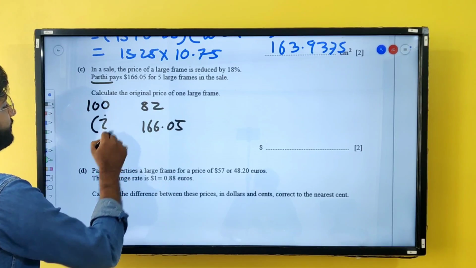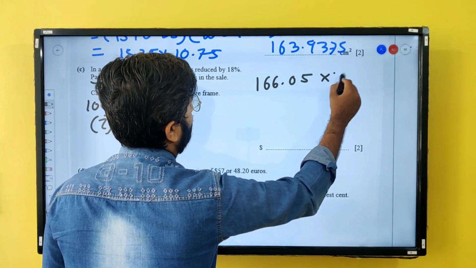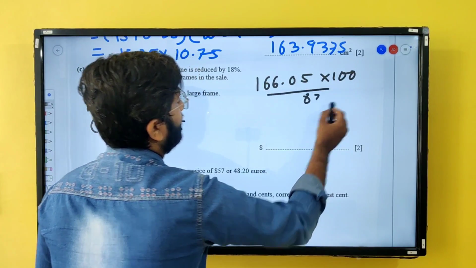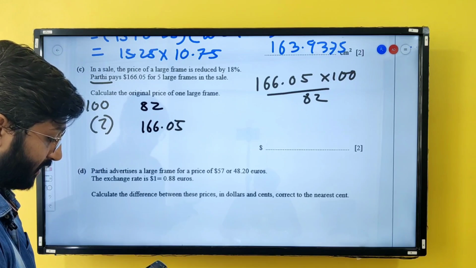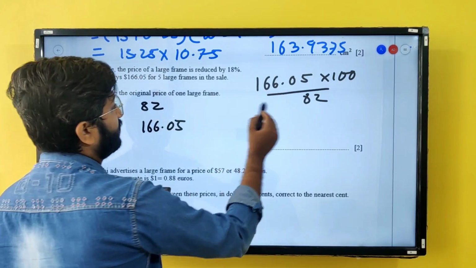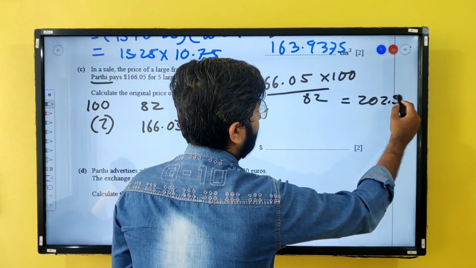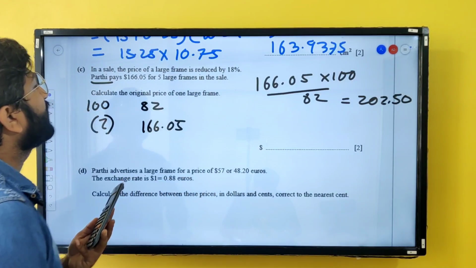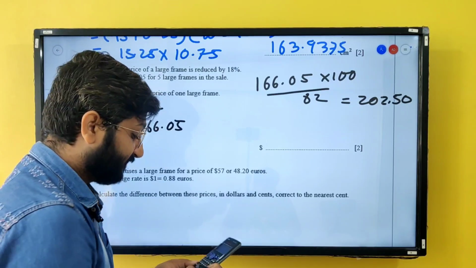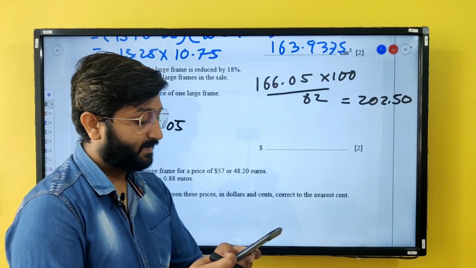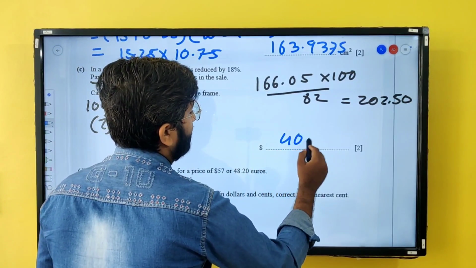So the original price for Parthi is going to be 166.05 into 100 divided by 82. So the original price for Parthi is going to be 202.50. Now this is the price for 5 large frames, right? So each frame would cost, divide by 5, which is $40.50.